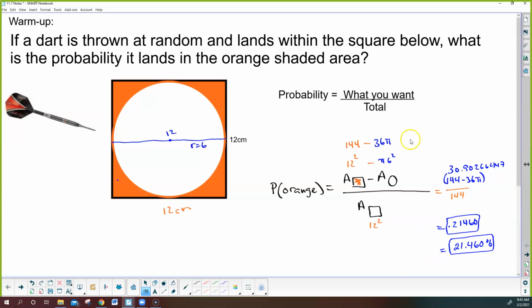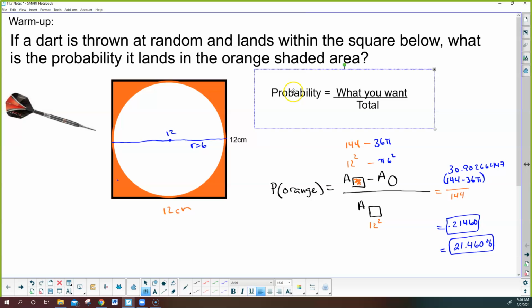So you can hopefully see why this comes into play with what we just learned. Area, right? What did we take? We took the area that we want, which was the orange, and we had to find that by doing the square minus the circle, over the total, which was the entire outside region. Okay. So we're not going to do a ton of stuff on this because really the only notes you need today are right here. If you didn't write this down, please do so.